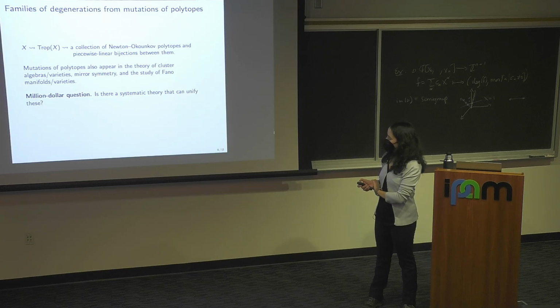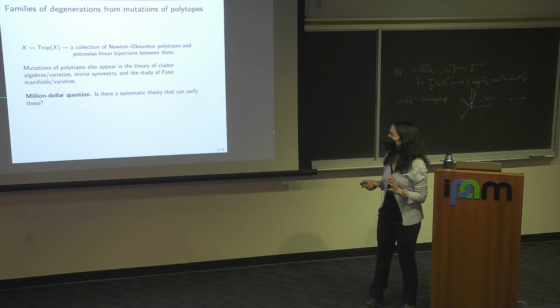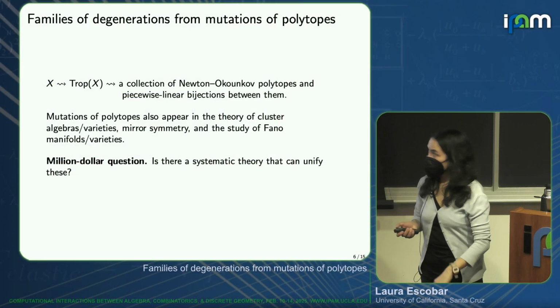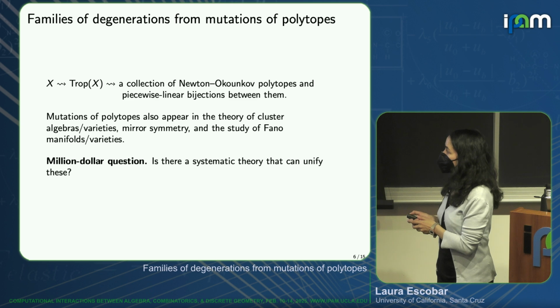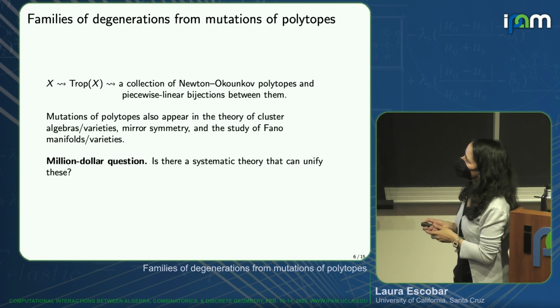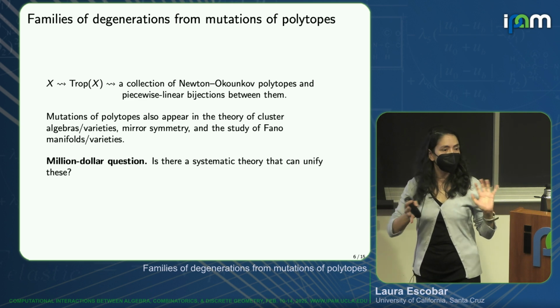Okay, so yes, there's this $1 million question, and there are partial answers to it. Is there a systematic theory that can unify them? And what I want to tell you with the rest of the talk is something that I think matters, because there are a lot of ways to go from X to a collection of toric degenerations that are related in some way.